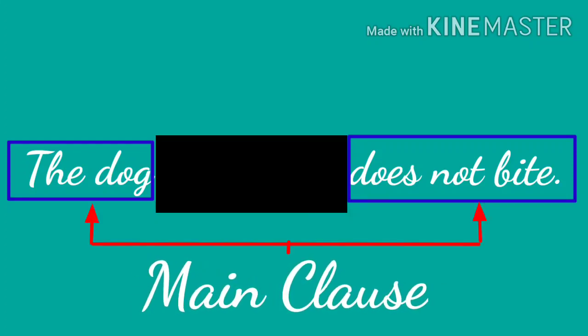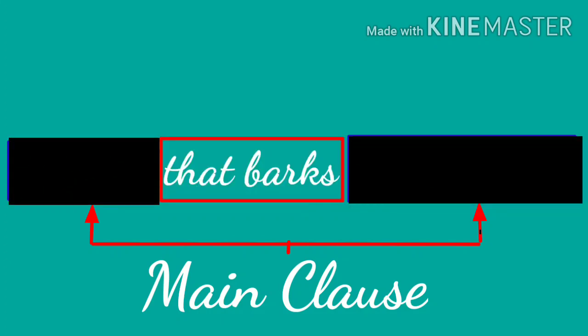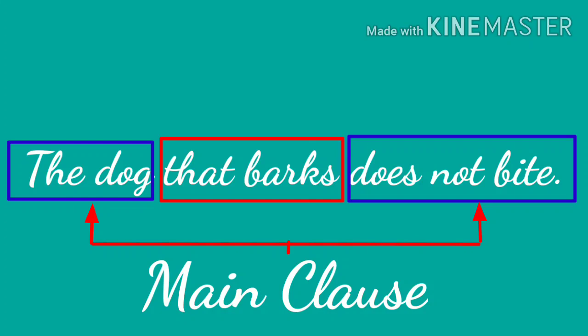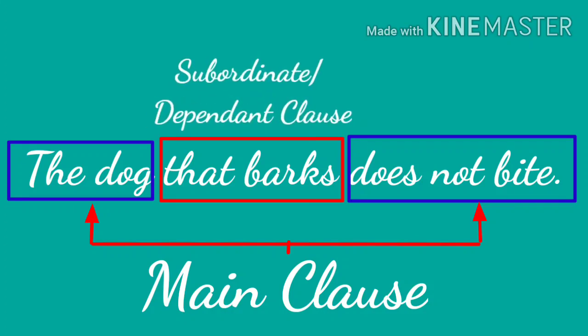All right, now let's take the second clause in the sentence, that barks. All right, so if we take that barks as a sentence, does it make complete sense? No, isn't it? All right, it doesn't give the complete meaning of the sentence. So the clause needs the help of the main clause to complete its sense. So such a clause is called the subordinate clause.